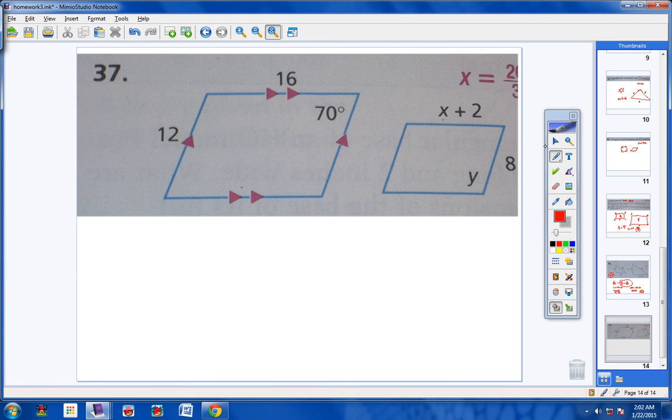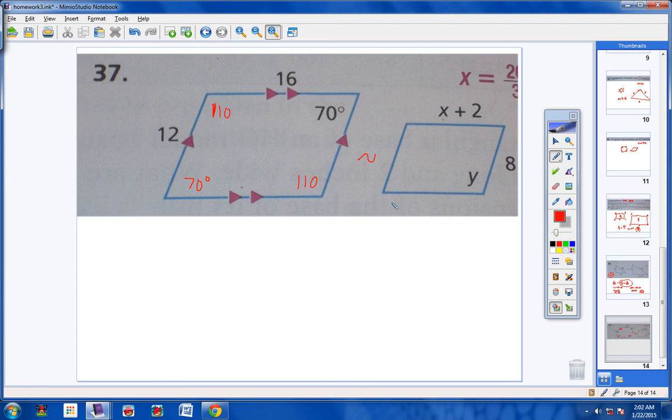Okay. Let's go ahead and take a look at the last one here, number 37, and we're finished. Now, remember, they tell you in the directions that the two polygons are similar. Also, we know we have a parallelogram here because both sets of opposite sides are parallel. We have a quadrilateral in which both sets of opposite sides are parallel. Now, when it comes to parallelograms, that means opposite angles are congruent and consecutive angles are supplementary. So if that's 70, this has to be 110. They add up to 180. This has to be 110.